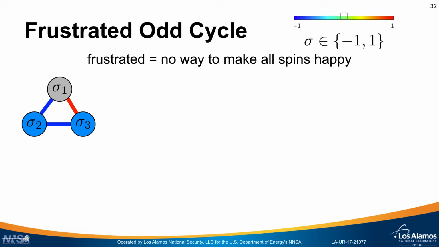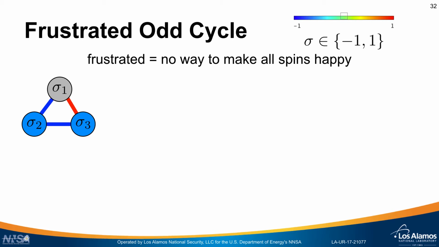So let's explore what it's like to use chains in what's called a frustrated odd cycle. The reason this is called frustrated is there's no way to make all the spins happy. In this particular example, you can see that spin 2 and spin 3 want to take the same value, spin 1 and spin 2 want to take the same value, but spin 1 and spin 3 don't want to take the same value. So there's no way to satisfy all 3 of these couplings at the same time.